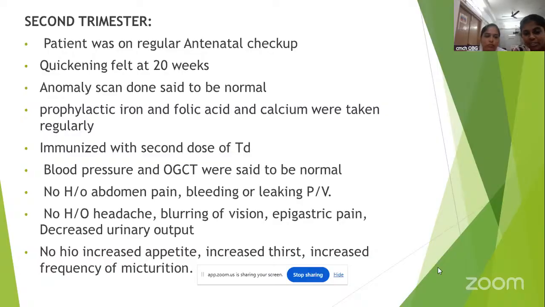Blood pressure and OGCT was said to be normal. No history of pain abdomen, bleeding or leaking PV. No history of headache, blurring of vision, epigastric pain or decreased urine output. No history of increased appetite or increased thirst or increased frequency of micturition.